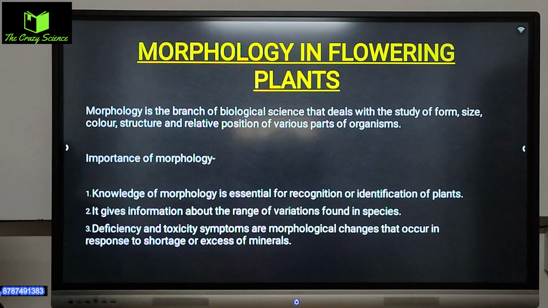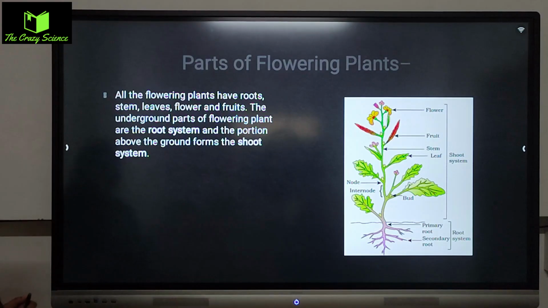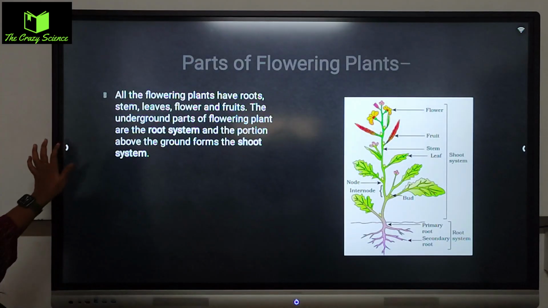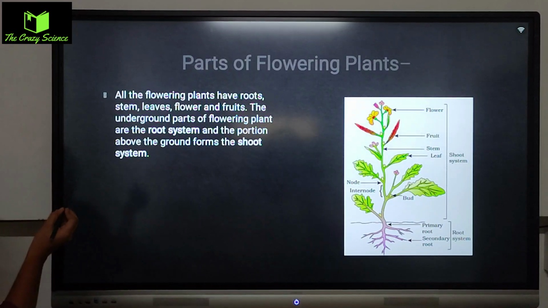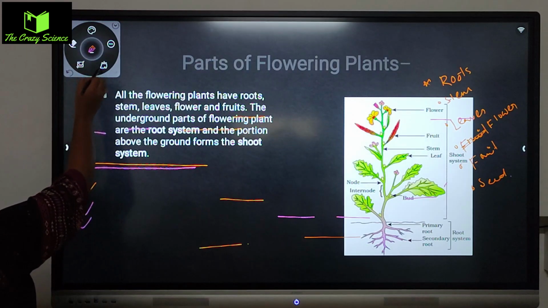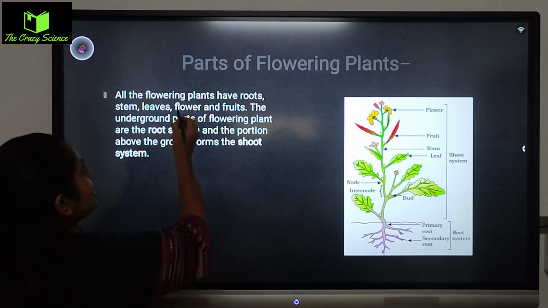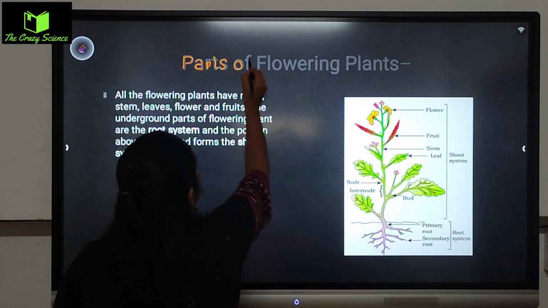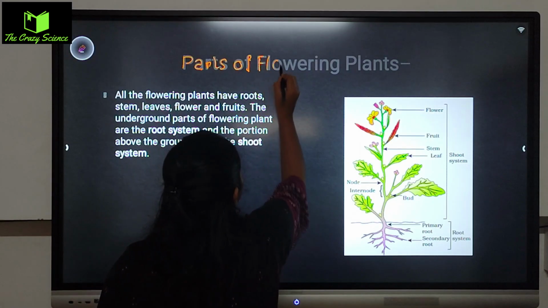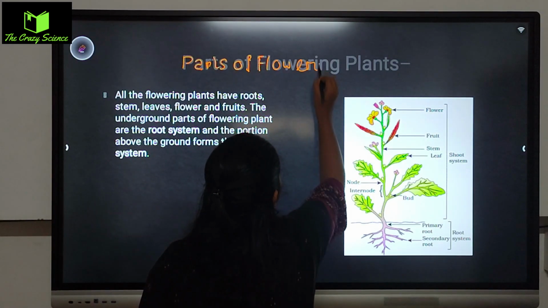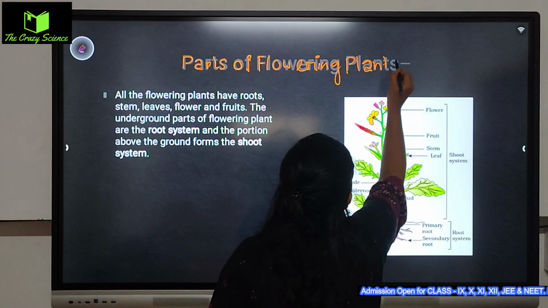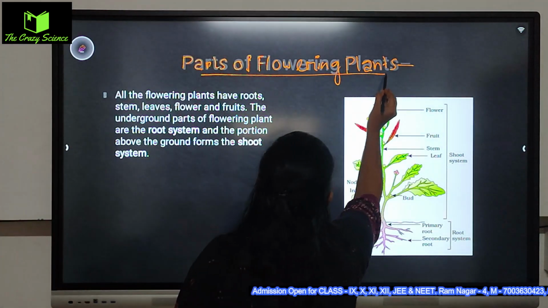All right, so I'm going to start the part that is parts of the flowering plants. Before moving to the parts, to know about each flowering plant, each part one by one, root, stem, the parts of the plants are very required, to know what it actually is. This picture is already in your book, right? We are going to know that in a more and more expressive way. So this is the parts of the flowering plants.